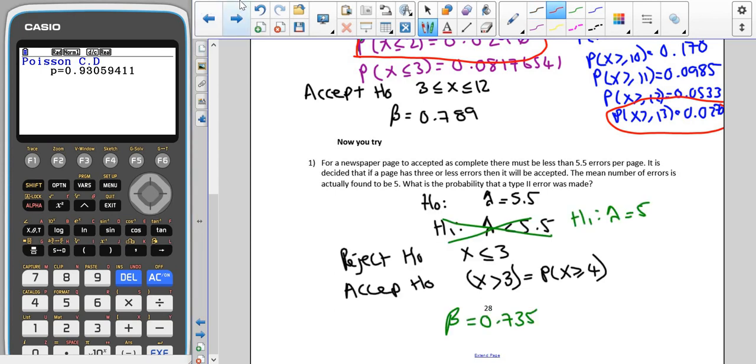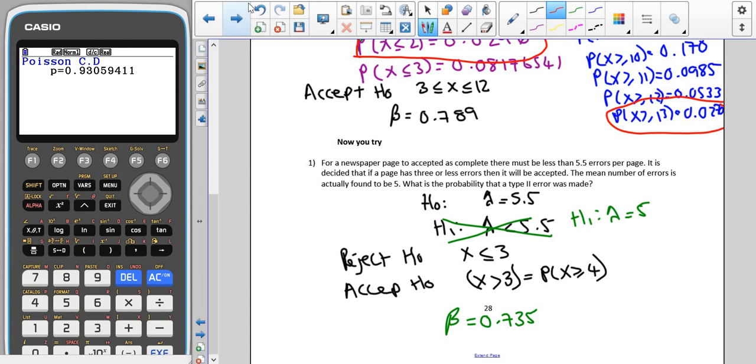Okay, so hopefully you paused the video and you gave the now you try questions a go. For this first one here, we were given that they think it's less than 5.5 errors per page. They've decided that if there's 3 or less errors, then that is going to be accepted. But what that's actually telling us is that is our reject H0 criteria.